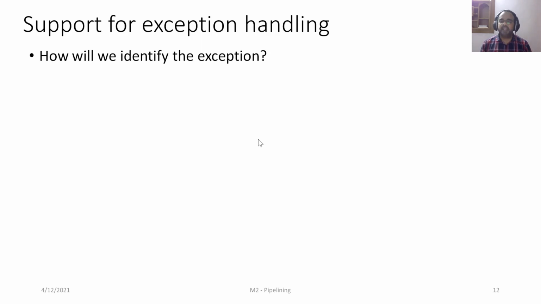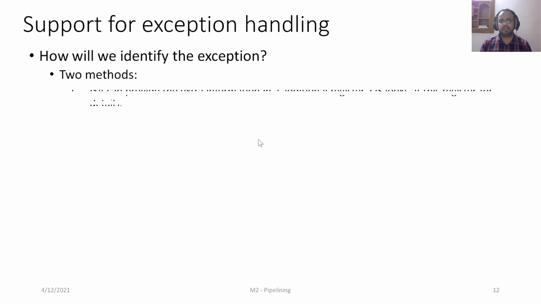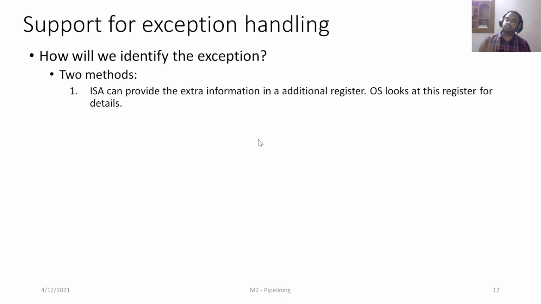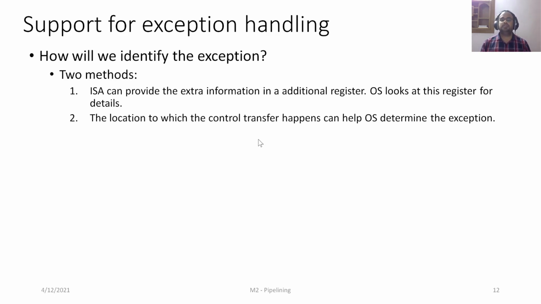how does the operating system identify which exception we are seeing currently? There are two broad approaches that are primarily used. The first one is the instruction set architecture itself can provide some additional information in a specialized register. The operating system will look at this register, and then it will identify which exception has occurred. The second method is that the ISR, the interrupt service routine of the exception itself, will give some information on what exception it is. This approach is called vectored interrupts.